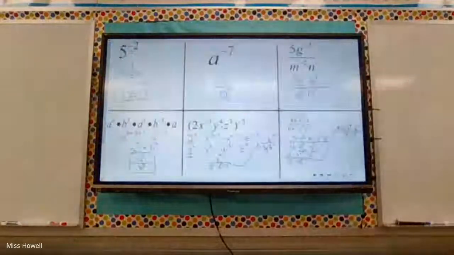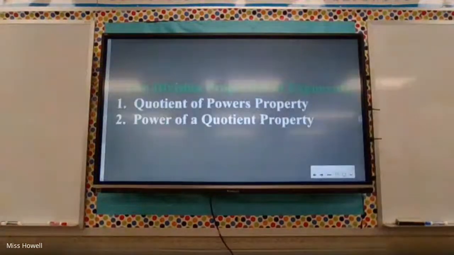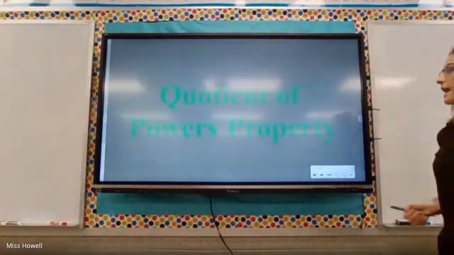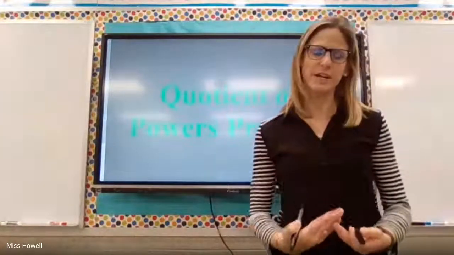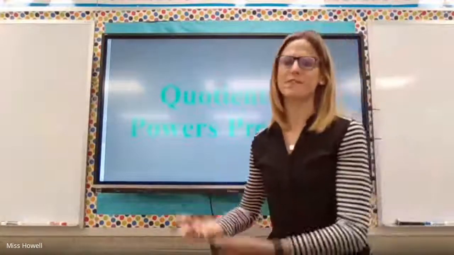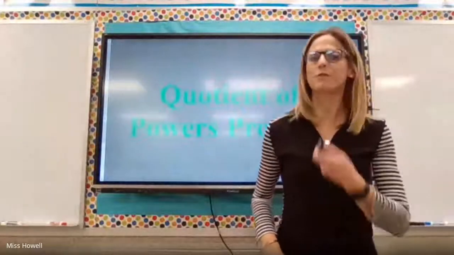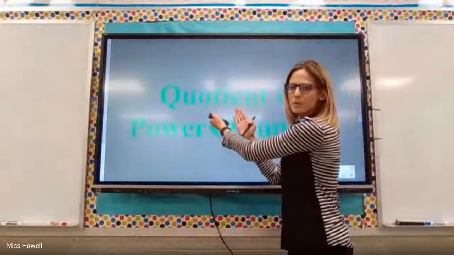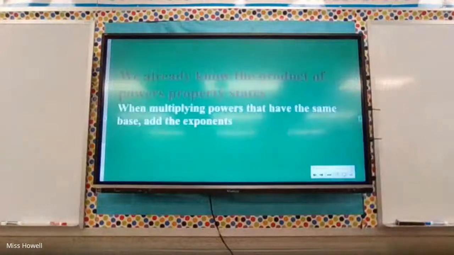So for today, rule number 6, what's called the quotient of powers property. Now, this word quotient is our fancy word for division, or the answer to a division problem. In algebra, typically division is shown in the format of a fraction. So if I have a fraction, which is showing division, how do I simplify when I have powers?